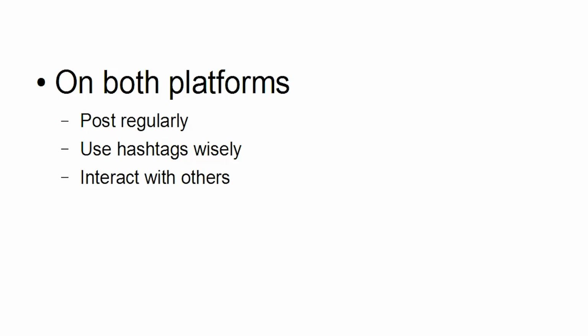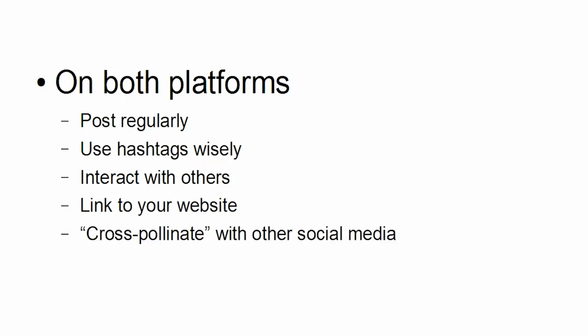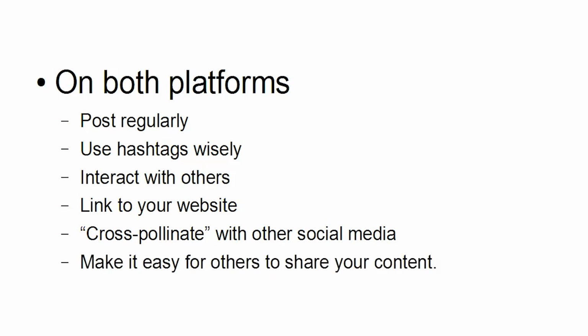You want to interact with other users. After all, they are both social networks, and getting people to visit either your Instagram feed or your Pinterest boards has a lot to do with how popular you are on the site, how you put yourself out there. You want to link to your website from both Pinterest and Instagram. And you also want to cross-pollinate with other social media. So, for example, especially with Instagram, seeing as they use the same type of hashtags as Twitter, you could tweet a picture that you've just posted on Instagram, that sort of thing. And you also want to make it easy for other people to share your content.